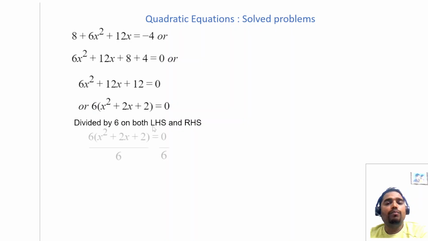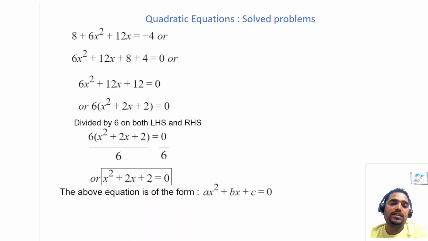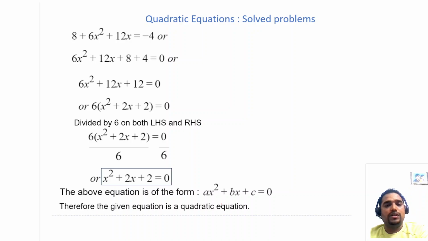Now if you divide both the LHS and RHS by 6, what happens? The 6 in the numerator and denominator on the LHS gets cancelled. And on the RHS, 0 divided by 6 is actually 0 only. So we have simplified the equation to get x^2 + 2x + 2 = 0. This is now again looking like ax^2 + bx + c = 0. Since it is looking like ax^2 + bx + c = 0, it is a quadratic equation.